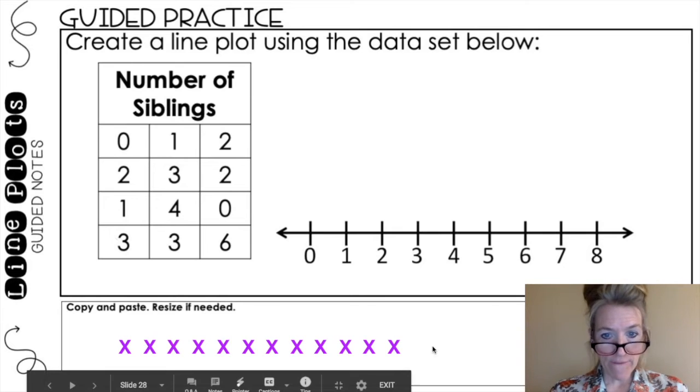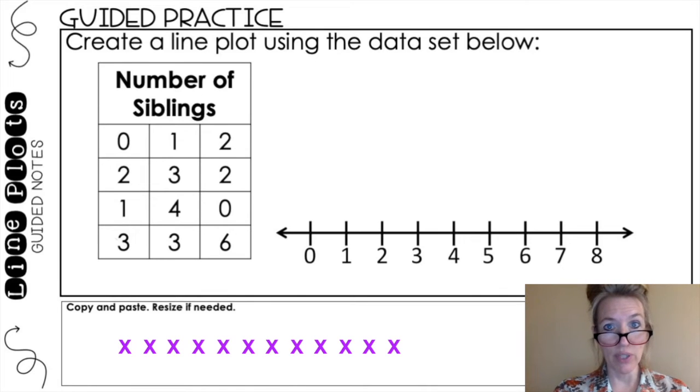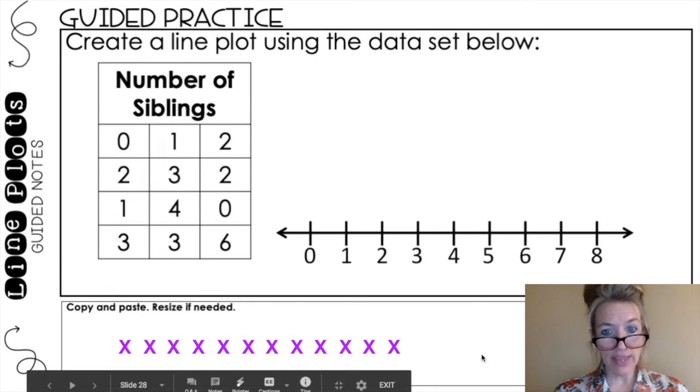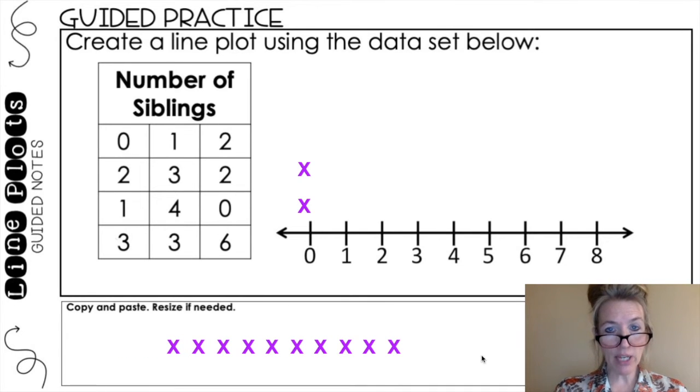So first off, I'm going to count the number of people that have answered 0, that have no siblings whatsoever. So in this example, I'm counting 2 zeros. So I'm going to drop and drag 2 X's and put them above the 0.